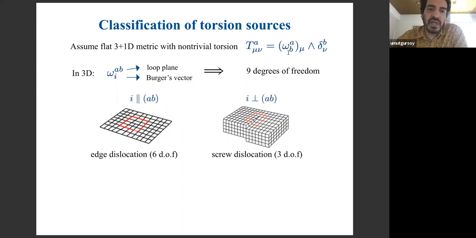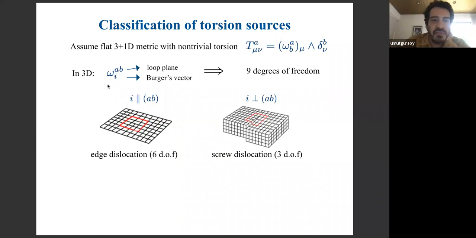So the first thing we can ask is how we can classify these sources. And this is much easier to answer. This is really not a non-trivial question at all, but if you have never done this before, I think it's a good idea to start in 3 Euclidean dimensions first, and then go to 4 dimensions.